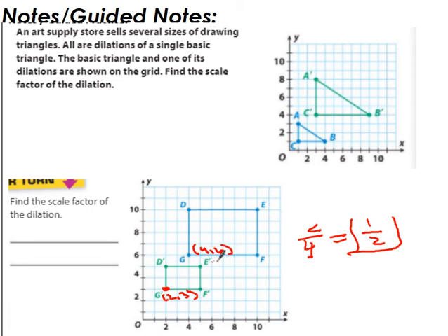I can also set it up where I have my new point over my old point, and that would work as well. It's like my new x over my old x. 2 over 4. 3 over 6. And that would work with any of these points. Okay?